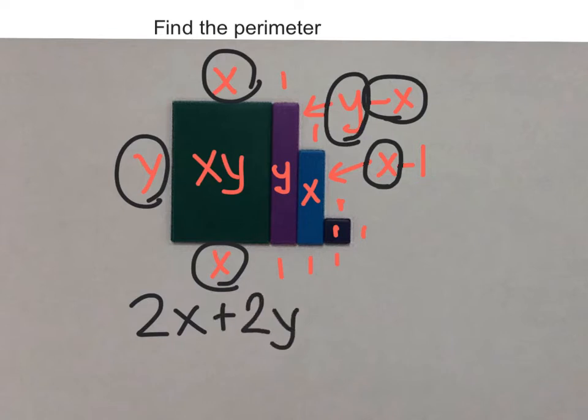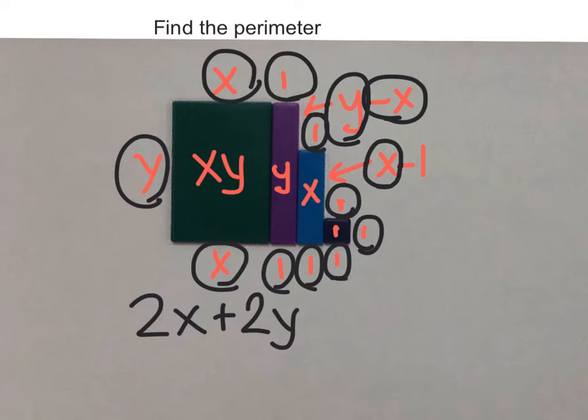And count up our 1's. 1, 2, 3, 4, 5, 6, 7. And there's a minus 1 right there. So 7 minus 1 equals 6. So here is the expression that represents the perimeter of our shape. So how'd you do?